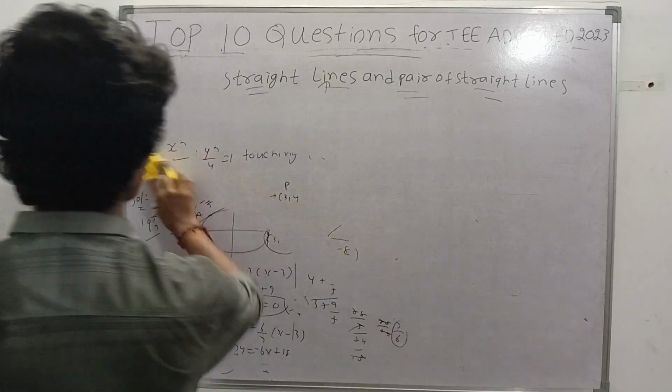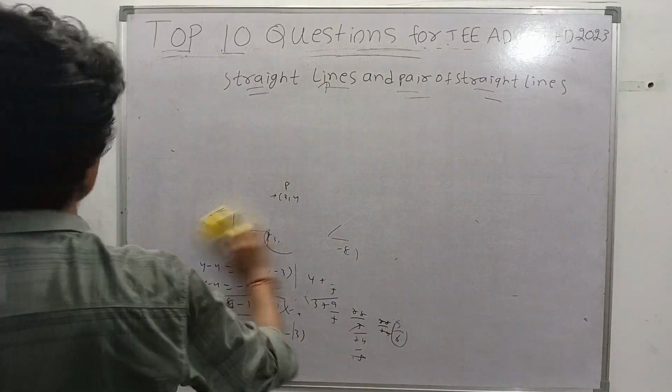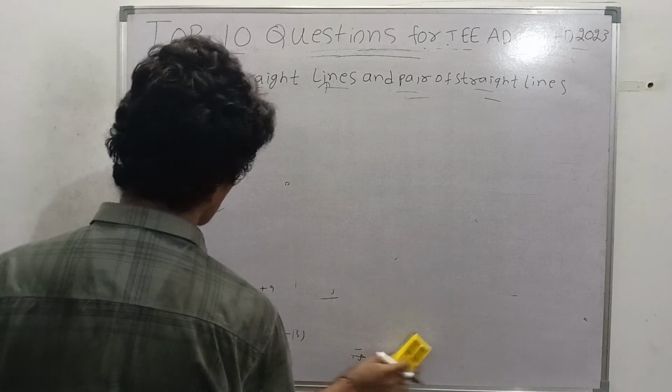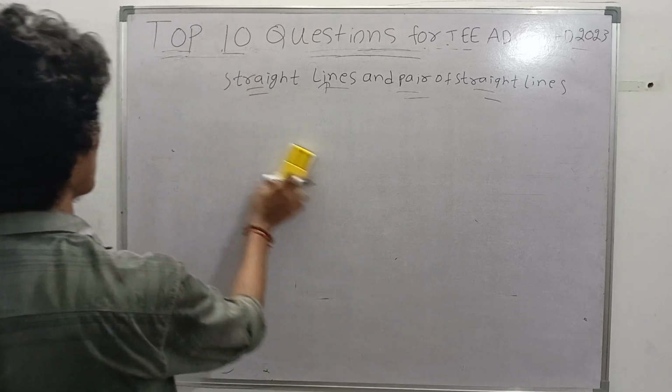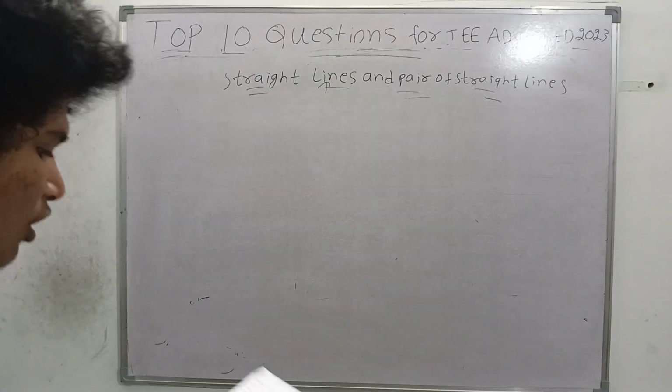This is the process. The main key concept here is that the orthocenter is the point of intersection of the altitudes. And what is an altitude? It starts from the vertex and is perpendicular to the opposite side.